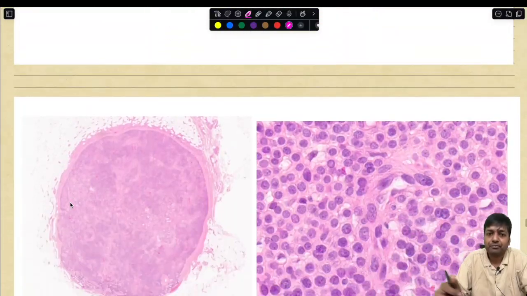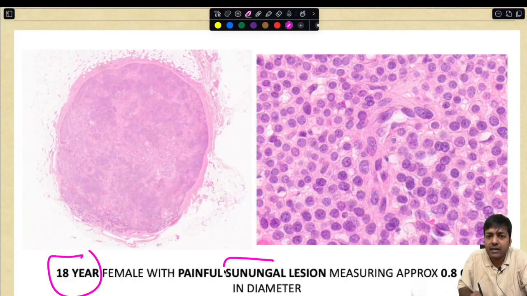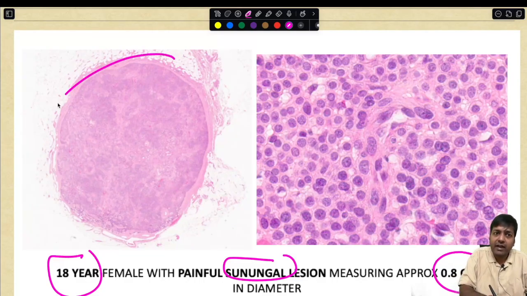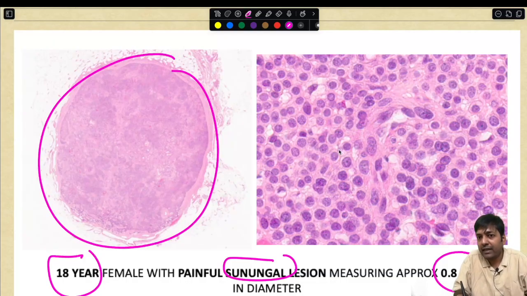If you see, what do you see over here? An 18-year female with a painful subungual lesion measuring approximately 0.8 centimeter in diameter. Now the diagnosis is lying in the history. It is a well circumscribed tumor, as you can appreciate. The tumor is highly cellular, comprising a monotonous population of tumor cells having pale eosinophilic cytoplasm, and they have a punched out nucleus.